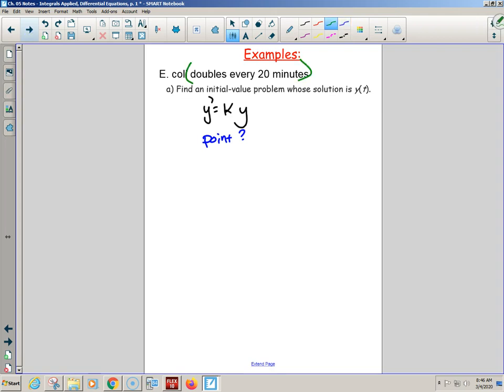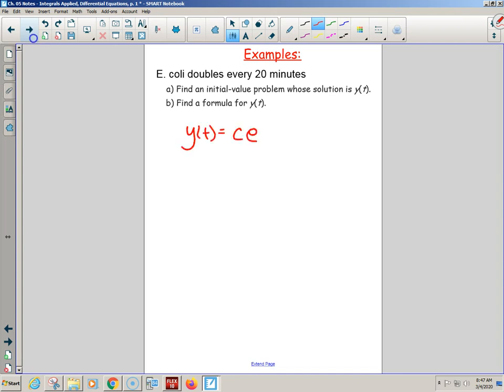Is this something that's dependent on the previous one? No. This is A. We're starting A. So E. coli doubles every 20 minutes. That's all I know. So I don't have my point, which is super annoying. When I go to try to do my formula for y of t, I'm going to be like, okay, sweet. So I know y of t is equal to some initial that I don't actually know, e to the k I don't really know, and t.